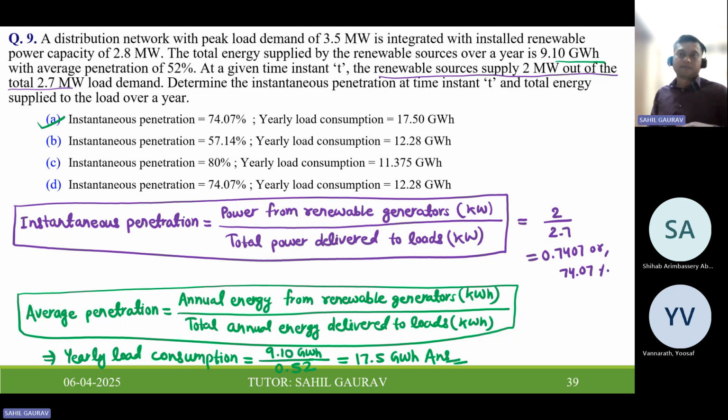You are getting a close answer that way, but that is not the correct way, because this is the instantaneous power. You cannot multiply with it because you don't know the average penetration. So it should follow the average yearly load consumption of the loads with the help of average penetration. You are getting 17.5, right? Not 50. Yes, yes.